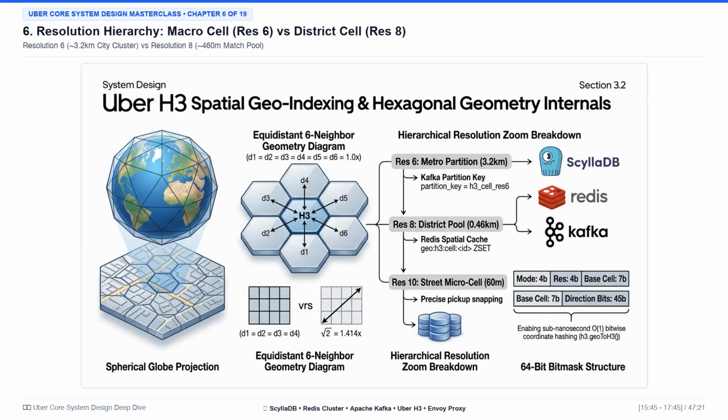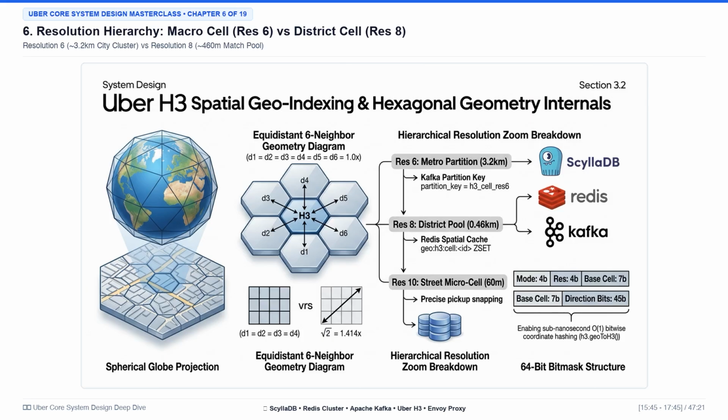Let's imagine we got rid of the big Resolution 6 zip code, and we tried to use the smaller Resolution 8 street blocks for everything, including the Kafka data ingestion. Okay, what happens? Well, a car driving at a normal city speed of, say, 40 kilometers per hour would physically cross the boundary of a 460-meter hexagon every 40 seconds. Okay, so the car is driving, and every 40 seconds it enters a new tiny hexagon.